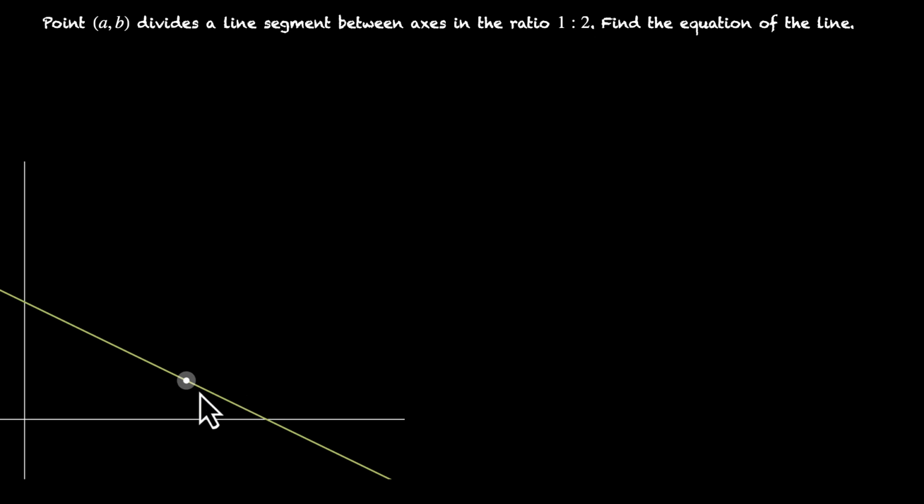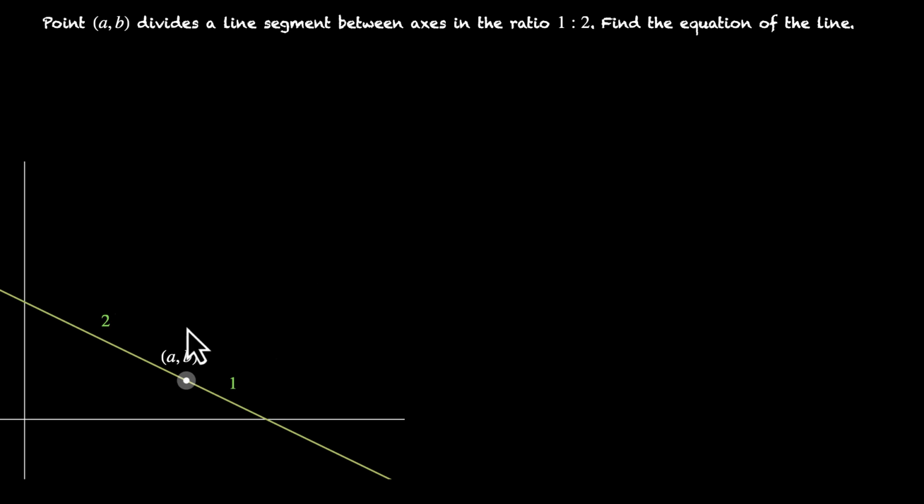Now we're not given whether the ratio 1:2 is from the x-axis to the y-axis, or from the y-axis to the x-axis. In this problem, I'll assume that the ratio is 1:2 moving from the x-axis to the y-axis. So this point is (a, b) and the ratio is 1:2. Now we have put down the points that we know. Pause the video, try this on your own.